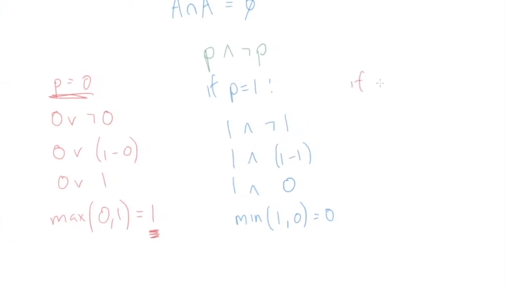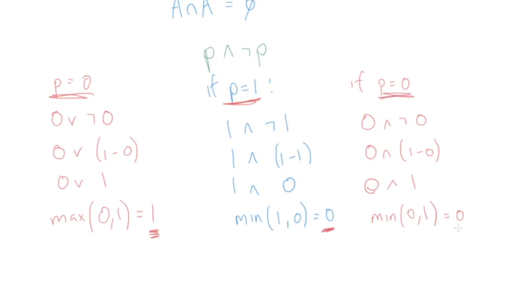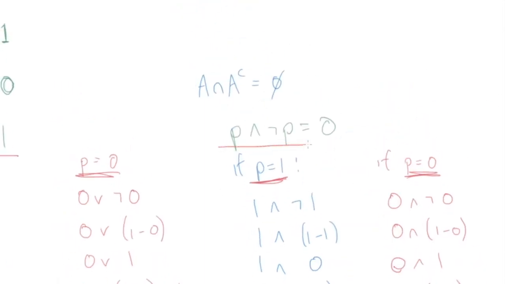What if P equals 0? Then we get 0 and not 0, which equals 0 and 1 minus 0, which equals 0 and 1, which is the minimum of 0 and 1, which equals 0. So it seems that if P equals 1, then P and not P equals 0, and if P equals 0, then P and not P equals 0. So regardless of what P is, P and not P equals 0. We can see a clear correspondence between these two rules: A intersected with A's complement is the empty set, and P and not P equals 0.